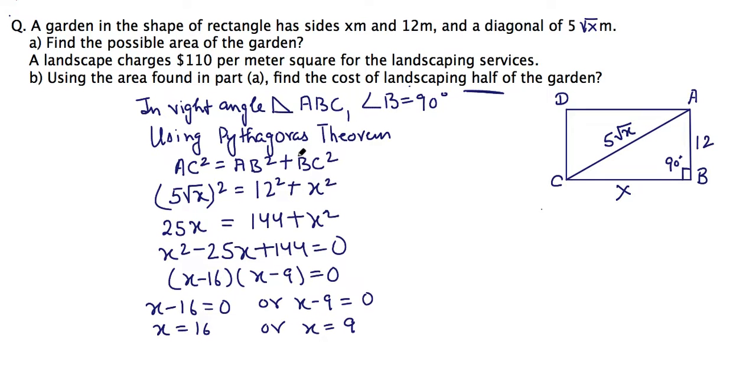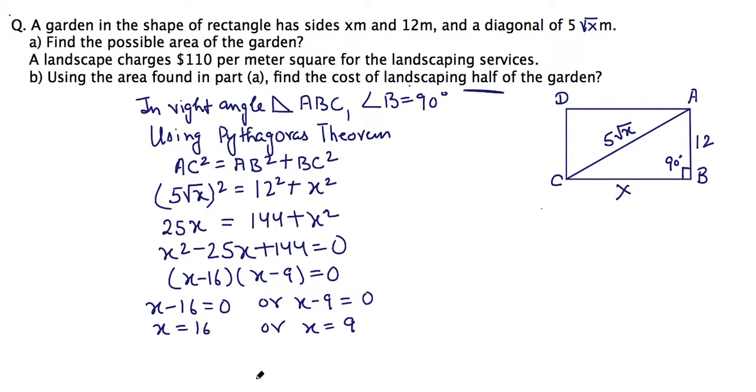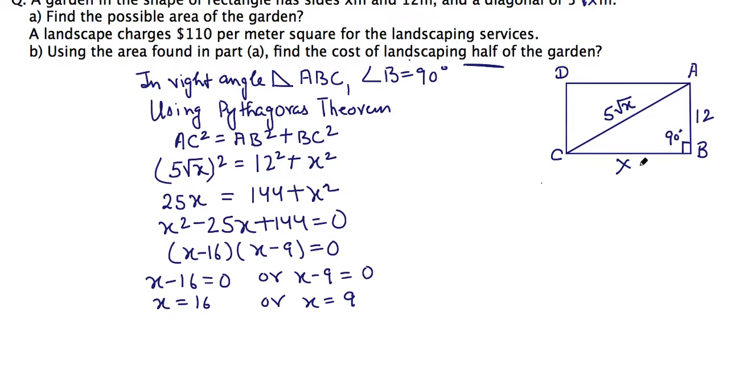Now what we have to find is the area of the garden. Since there are two possible values of x, one is 16 and another one is 9, that's why the question asks to find the possible area of the garden. There are two possible values because we have two possible values of x, one is 9 and another one is 16. So our answer for part A should be the possible areas. There are two possible areas.